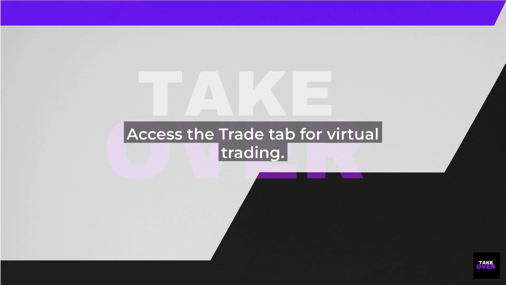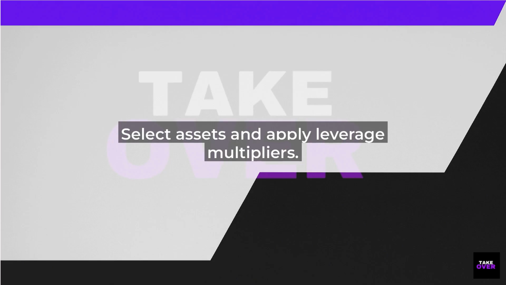To get started, open your Tradingview account. If you don't have one, sign up for free, it's straightforward. Head to the Paper Trading section, usually found under the Trade tab. Here, you can set up a virtual portfolio with fake funds.